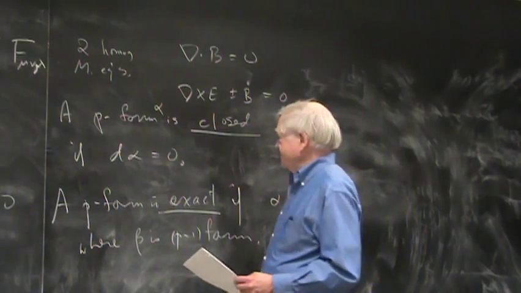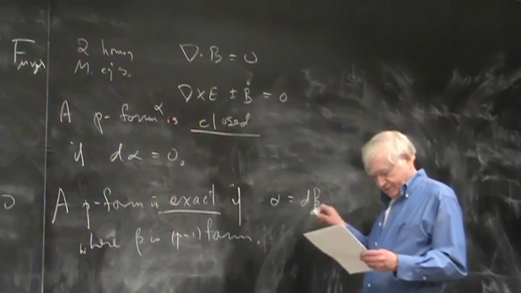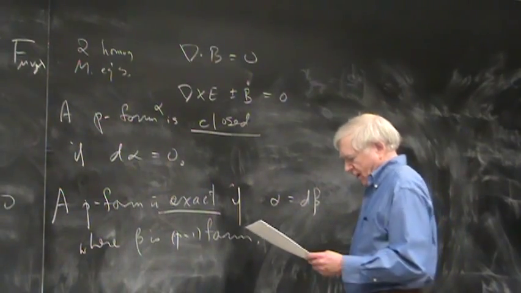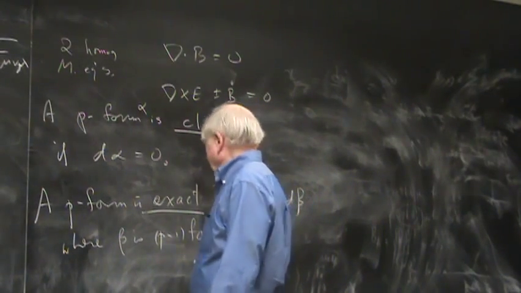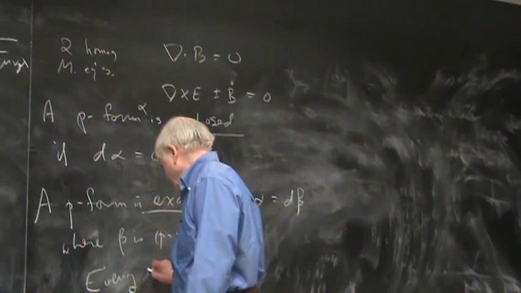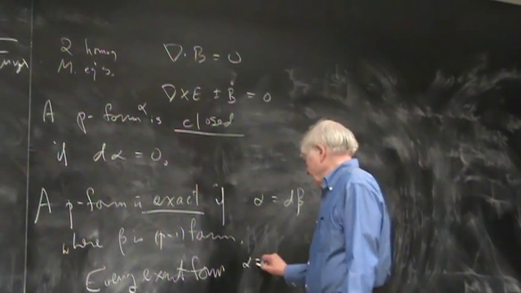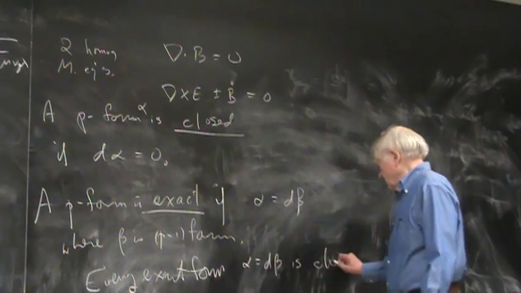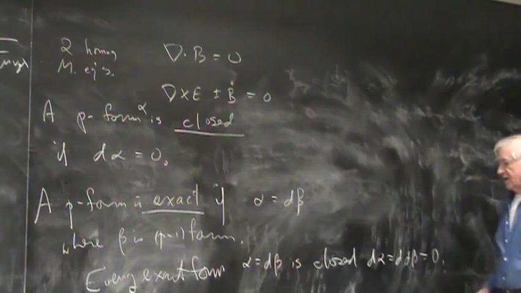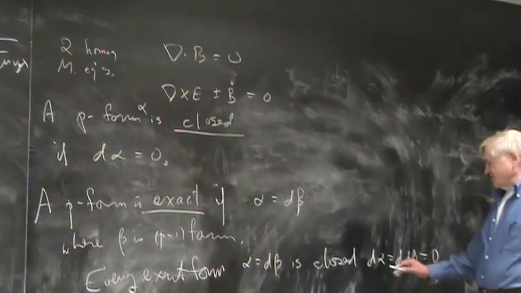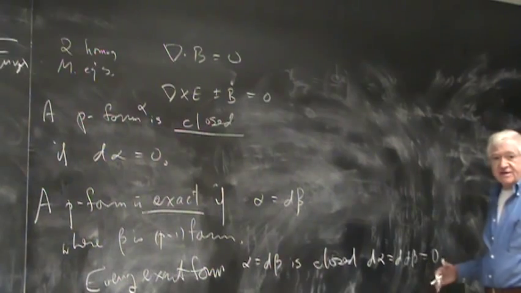All right, so closed means d alpha is 0, exact means there's a p minus 1 form beta such that alpha is d beta. Now, first, let's notice something. Every exact form, that is to say alpha equals d beta, is closed, that is to say d alpha equals d d beta is zero. Obviously every exact form is closed because d on an exact form is d d on some other form, and d squared is zero.